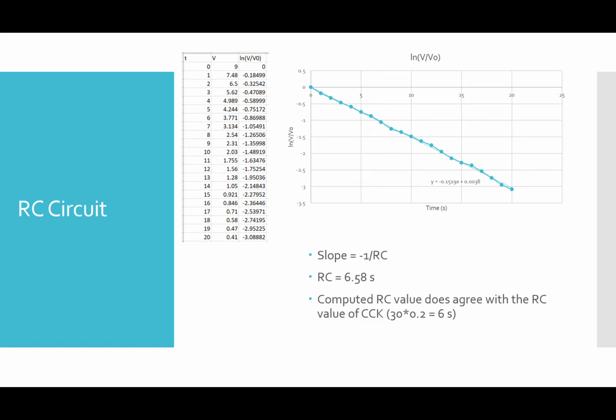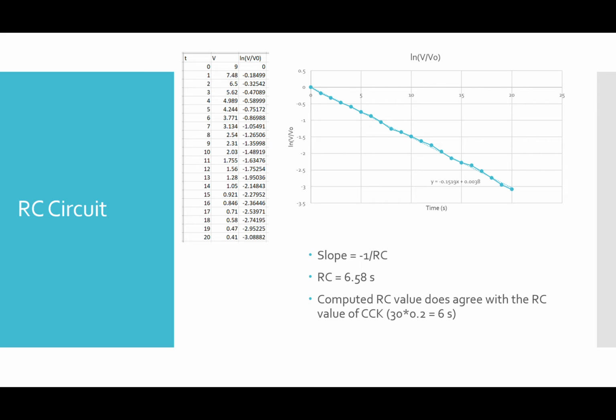Here I was trying to calculate the RC value. I took the voltmeter readings at each second and took the natural log of V over V naught and plotted that natural log on this chart. To find the RC, which is the time constant of the circuit, the slope is equal to -1 over RC.